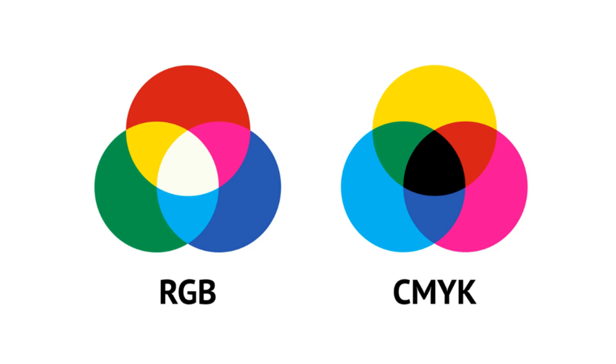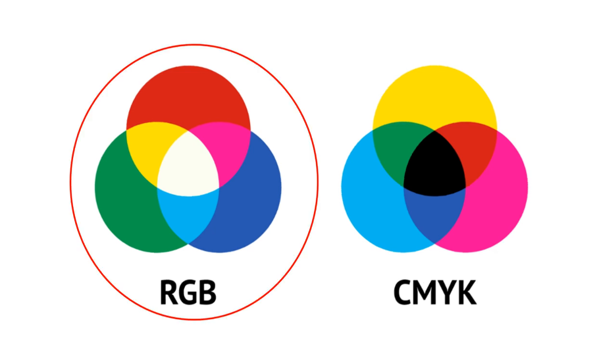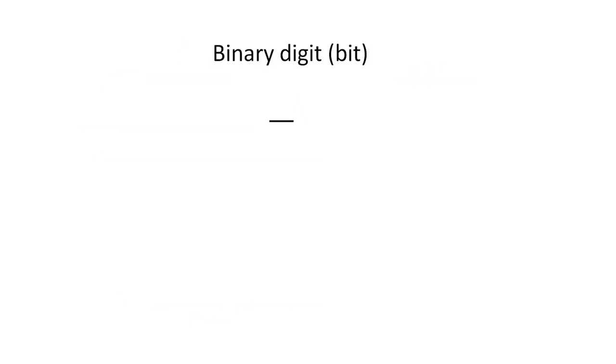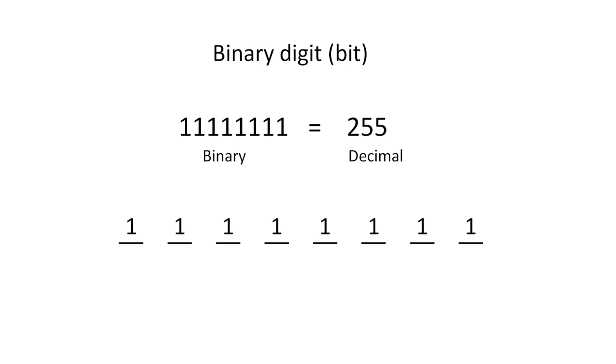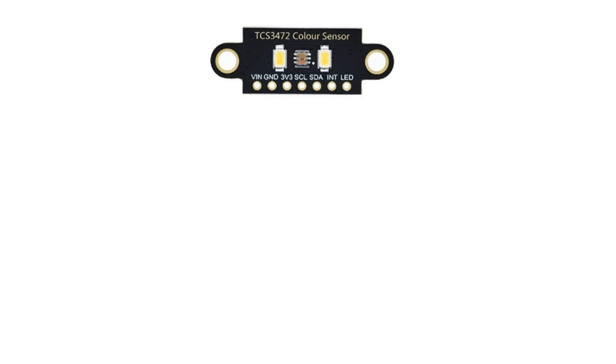As already mentioned, our sensor follows the RGB model. Up to now we have assumed that the maximum value for a primary color is 255. Well, this is true if 8 bits are used for storing this value. A bit is a binary digit that is either 0 or 1. Using 8 bits, the biggest number we can store is this binary number, which can be written as 255 in the decimal numeric system.